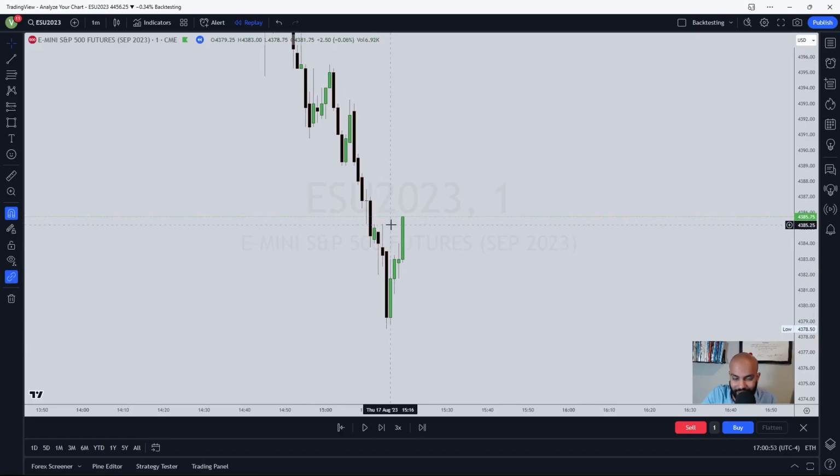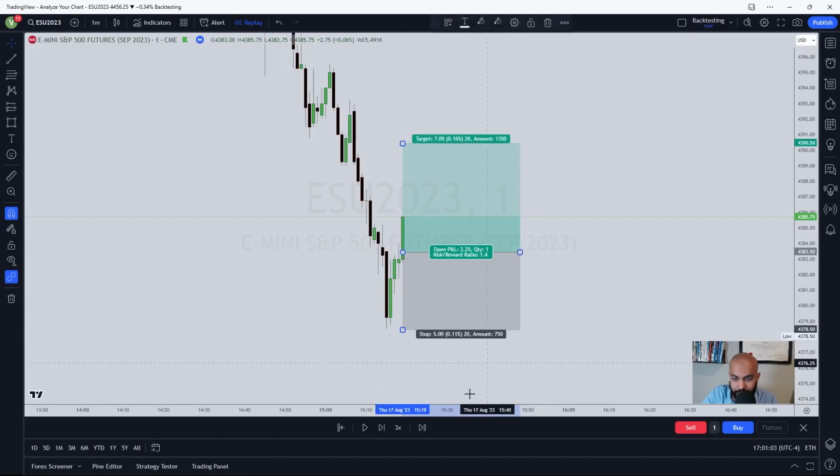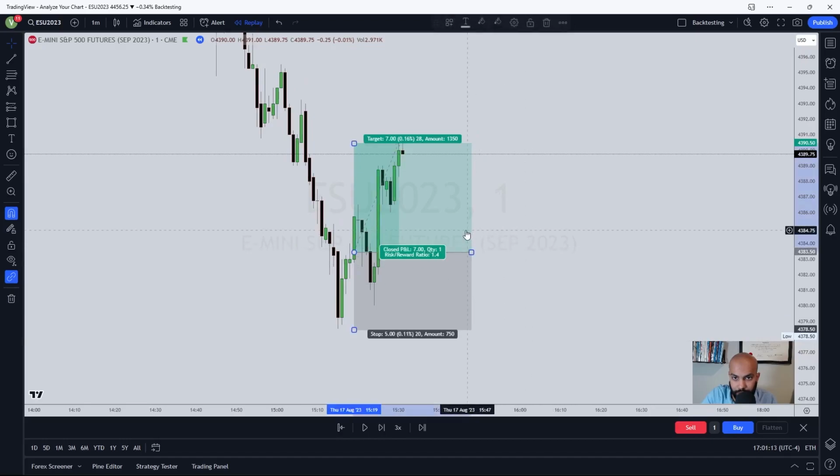Looks like there is a change of character here, potentially. Let's see if we can get long here, put a stop here, and then we could target this. Let's see if we get filled. Okay, we're filled. We're going up. Perfect. We actually won a trade. It was a 1.4-hour trade, but this makes sense.